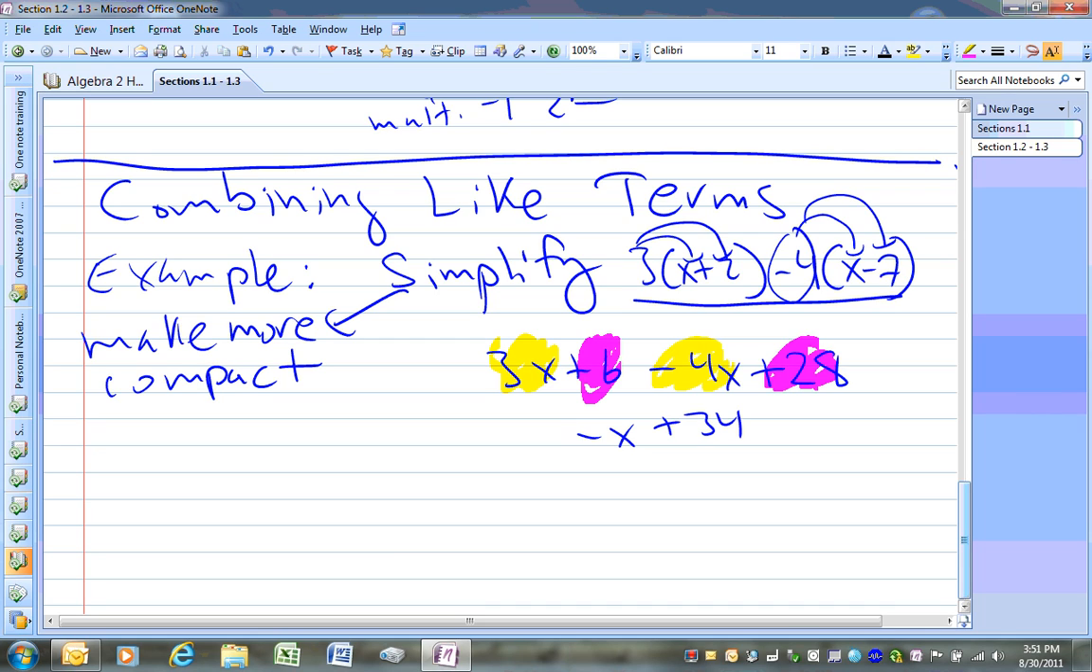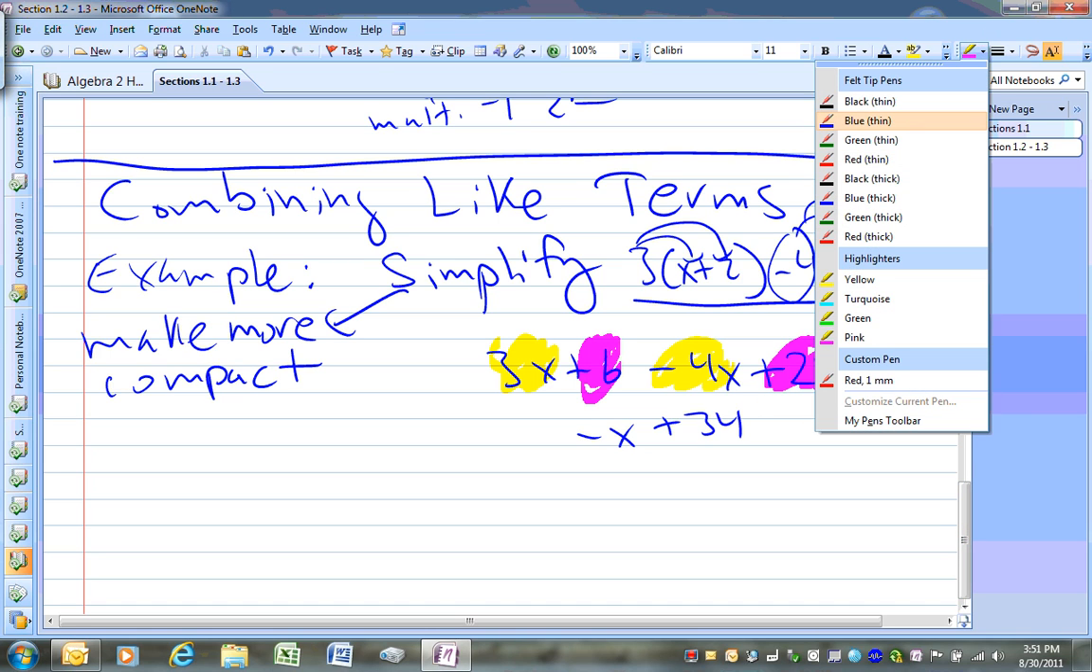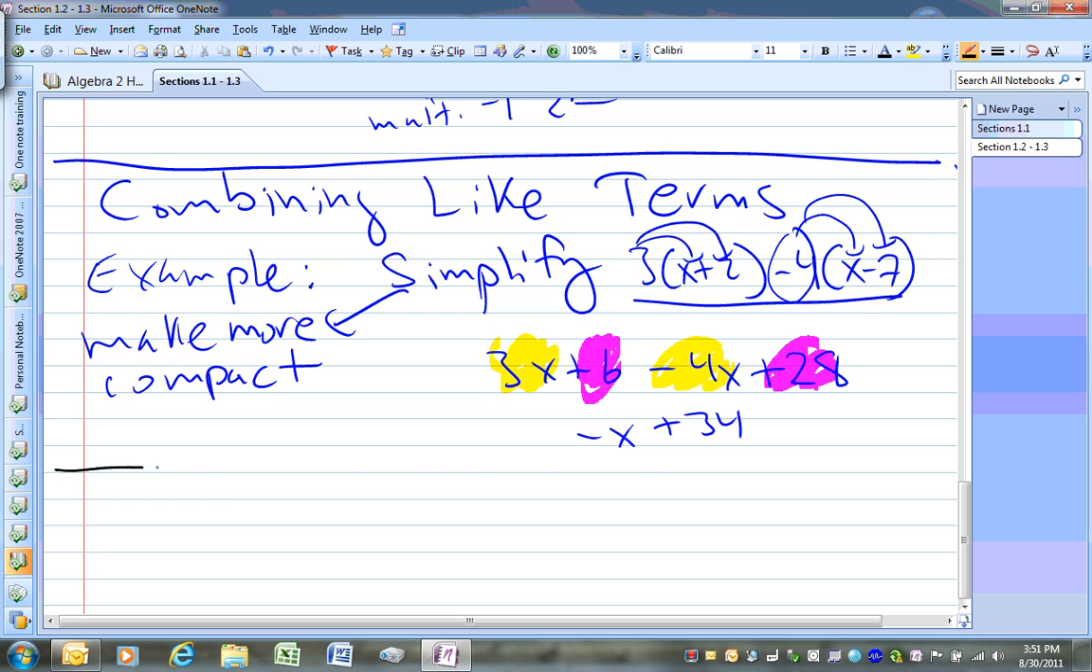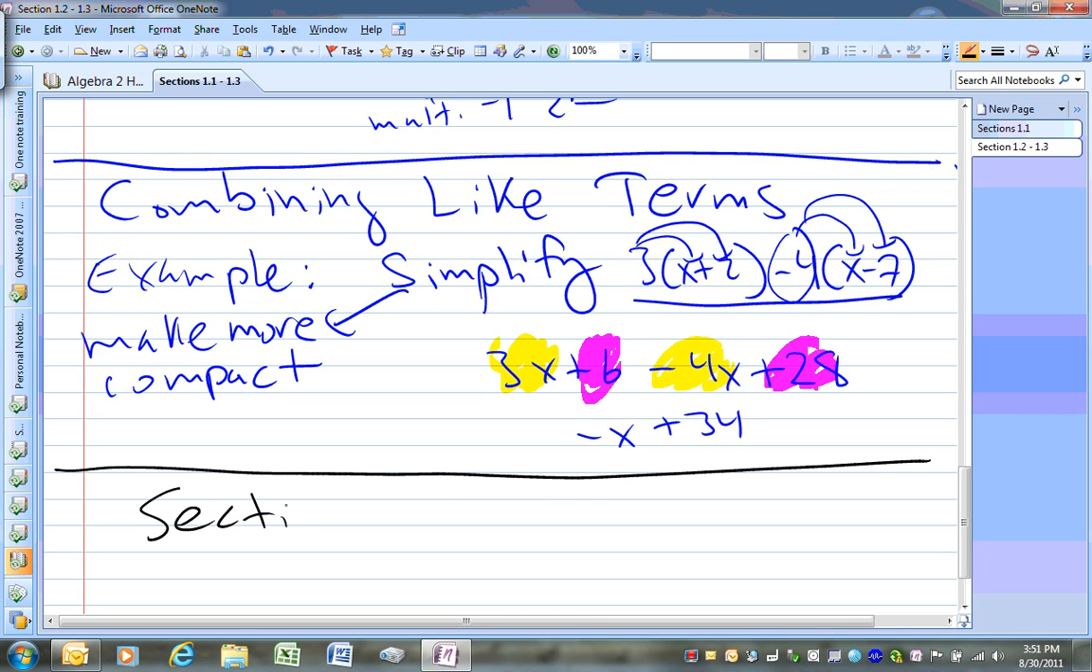Now let's talk about 1.3. And I'll stay on the same page here. Alright, let's go with black. Section 1.3, solve linear equations.